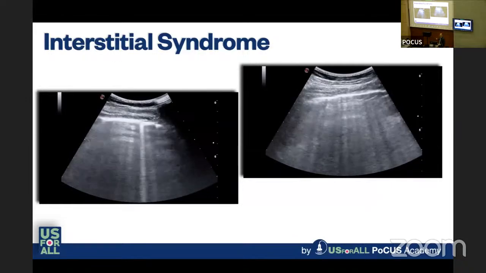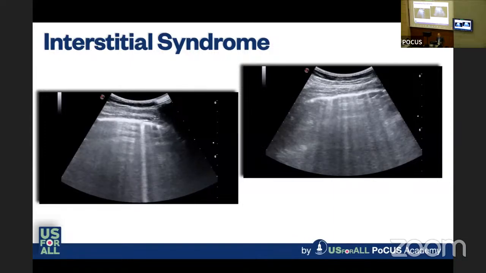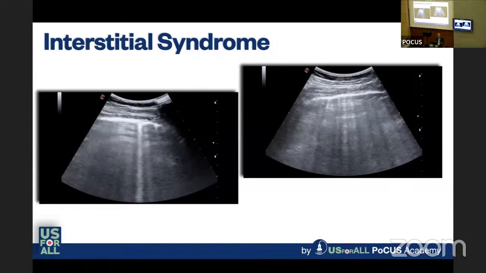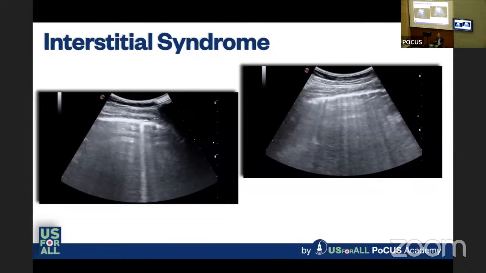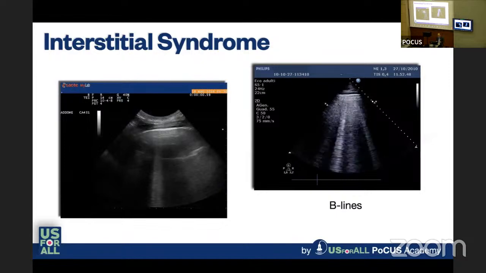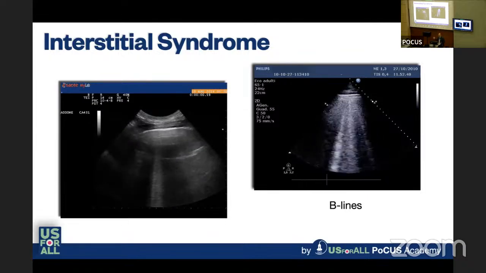You see here only one B-line that is not pathologic, is considered something not significant from the clinical point of view. What we care about is situations with multiple B-lines, so many B-lines in the same scan, like in the scans that I am showing you here.